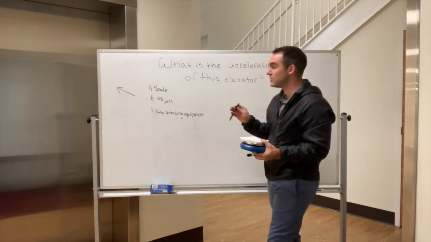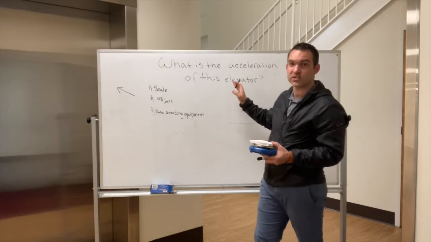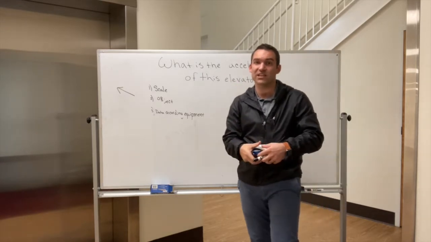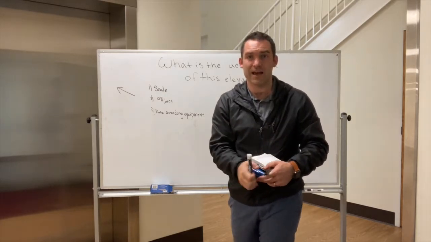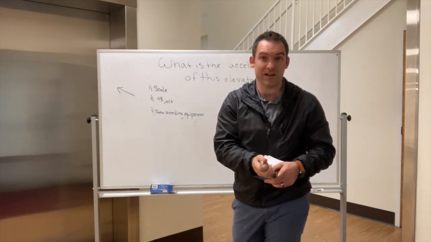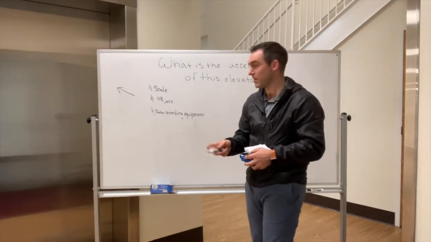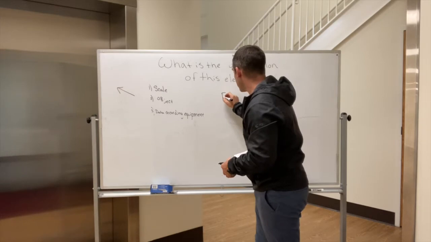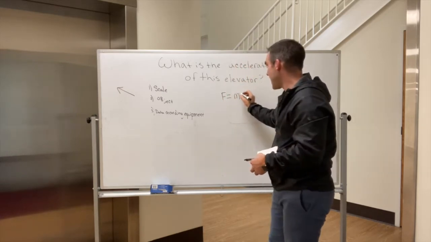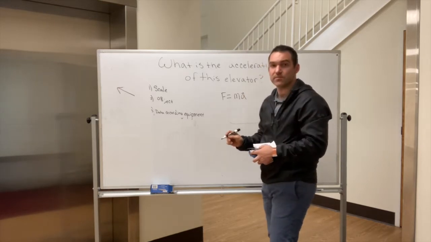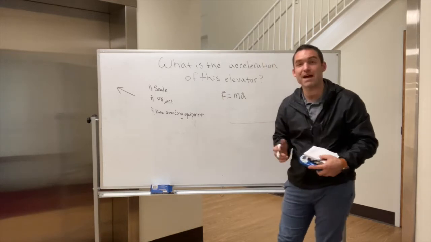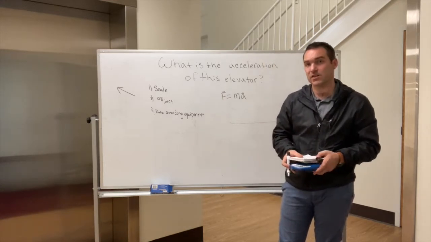So what we're trying to do here is figure out what the acceleration of our elevator is. And we're going to utilize Newton's second law to try to figure that out. Now, Newton's second law is a little bit more drawn out than this, but we're going to remember it together as F, the force, is equal to m times a, which is mass times acceleration. So the force is equal to mass times acceleration.